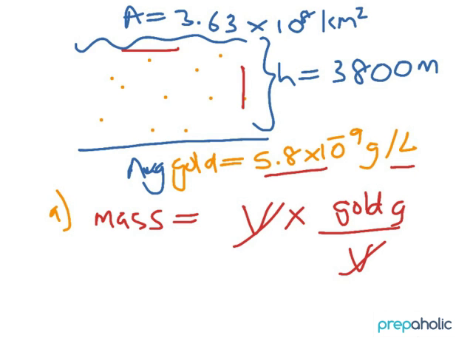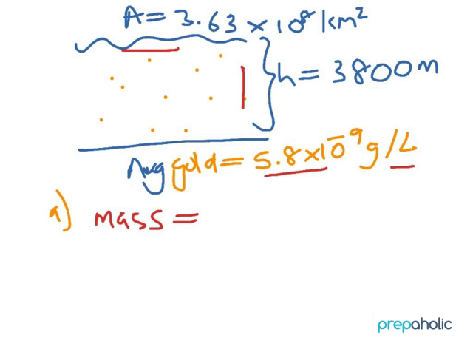Okay, so let's just do that now. In order to do this, we will need to convert the volume into liters. But as you can see, we have the area given in square kilometers and the height in meters. So we need to convert all this, so that we can cancel out the liters and find the mass in grams.